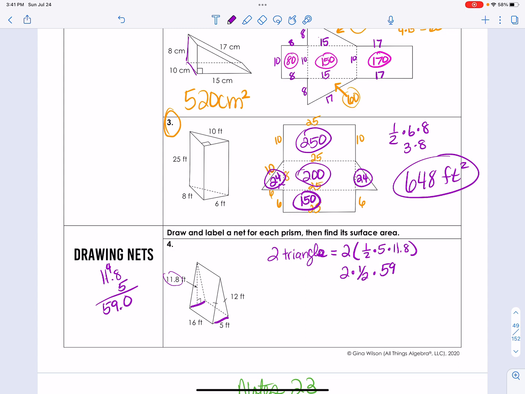Okay, and so 2 times a half, isn't that 1? And so 1 times 59 is just 59. So my two triangles are 59 because I times it by 2. Okay, and now I have rectangles.